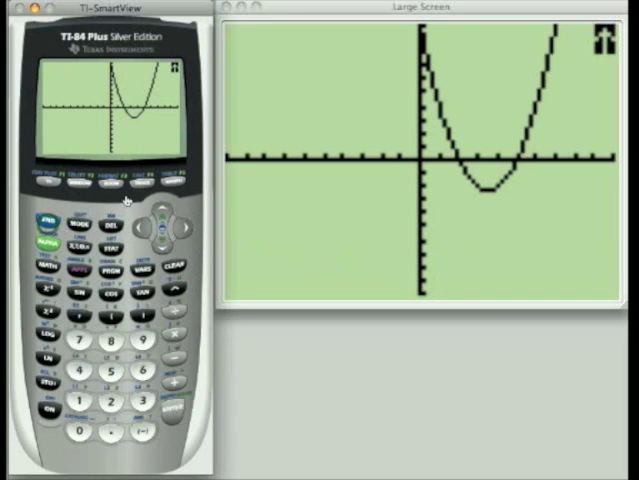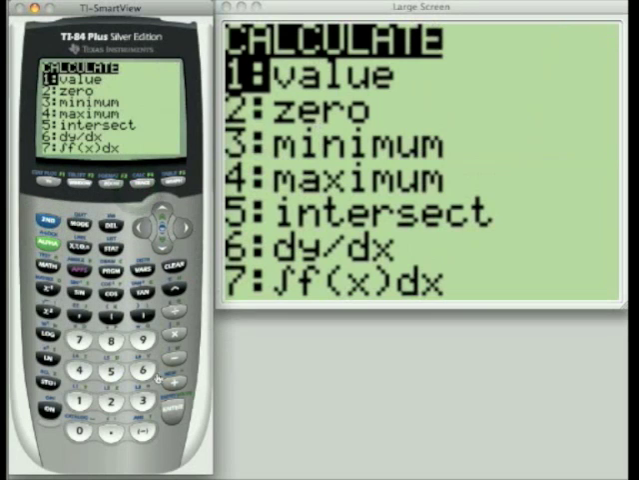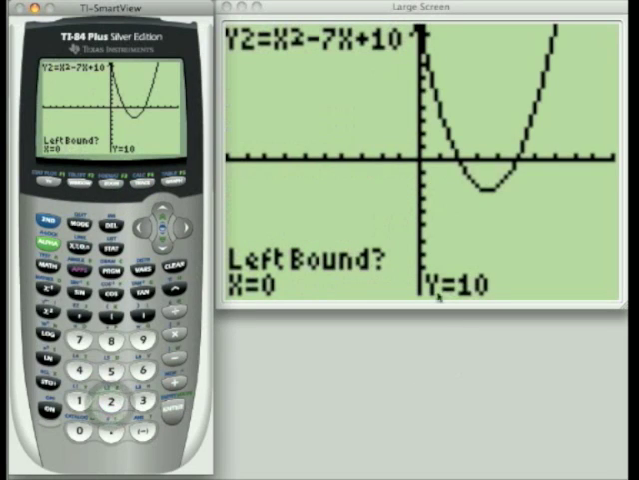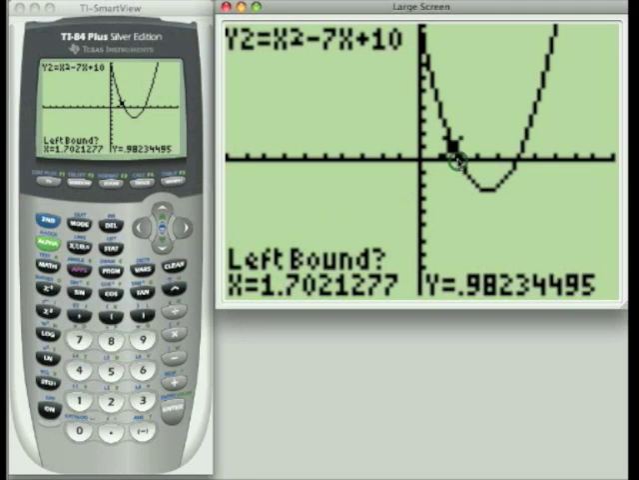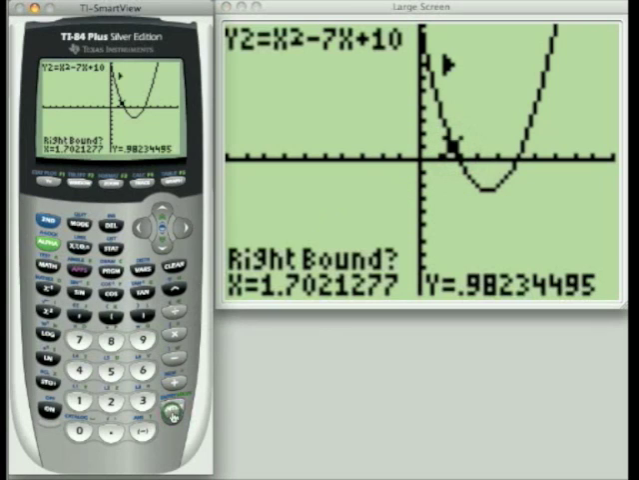If I go second trace and choose 0, you immediately see the equation that I'm using, and then it says left bound with a question mark. What it wants me to do is move this cursor to the left of the intercept, or the 0 of the equation that I'm looking for. If this is the one I'm looking at, you'll notice that my cursor is now to the left of it. So I'm going to hit enter, and then it says right bound with a question mark.